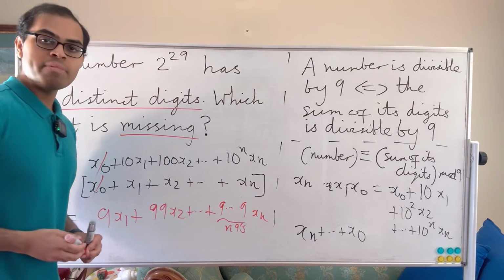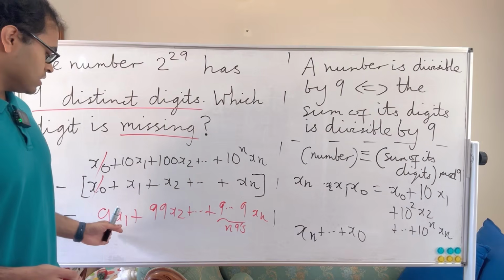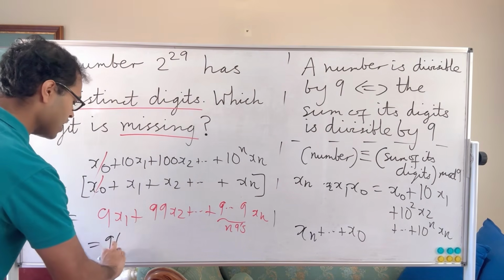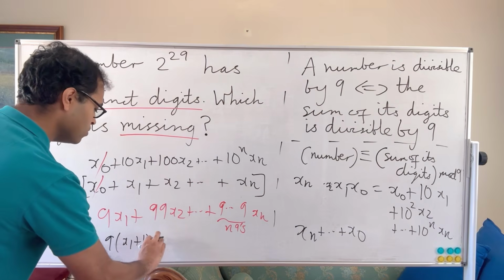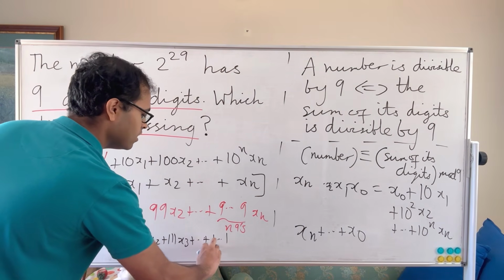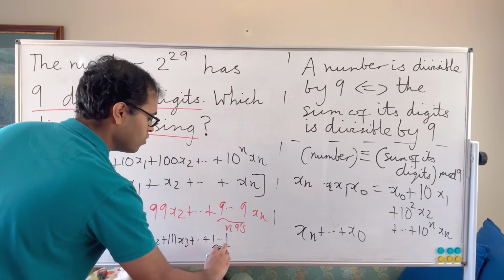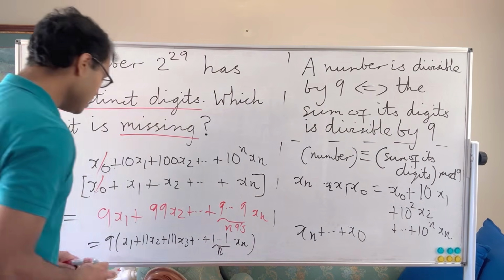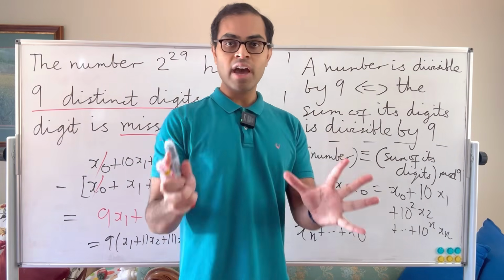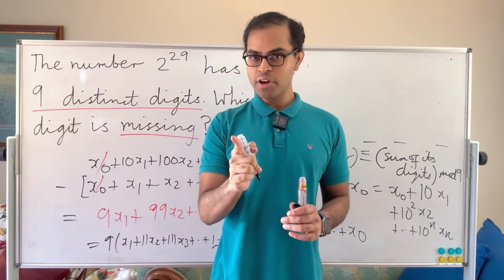Okay, so that's our number, and of course this number is divisible by 9. You can factor out a 9. You can literally say that this is 9 times x1 plus 11x2 plus 111x3 all the way up to n ones times xn. Okay, so it's divisible by 9. So what this tells us, and now we're going to get to the final argument. I'm keeping the suspense. We're now going to get to the final argument.